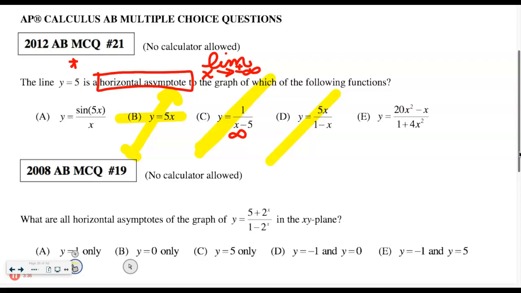All right. So between the other 2, you might not know why one of them doesn't work, Jacob, but you should know why the one I'm going to circle does work. Okay? The answer is E.